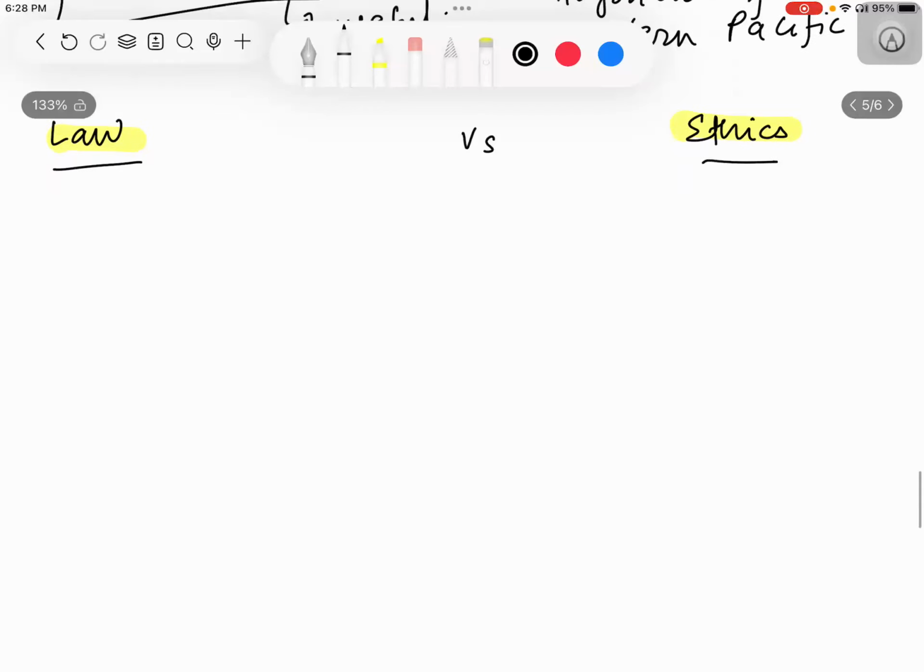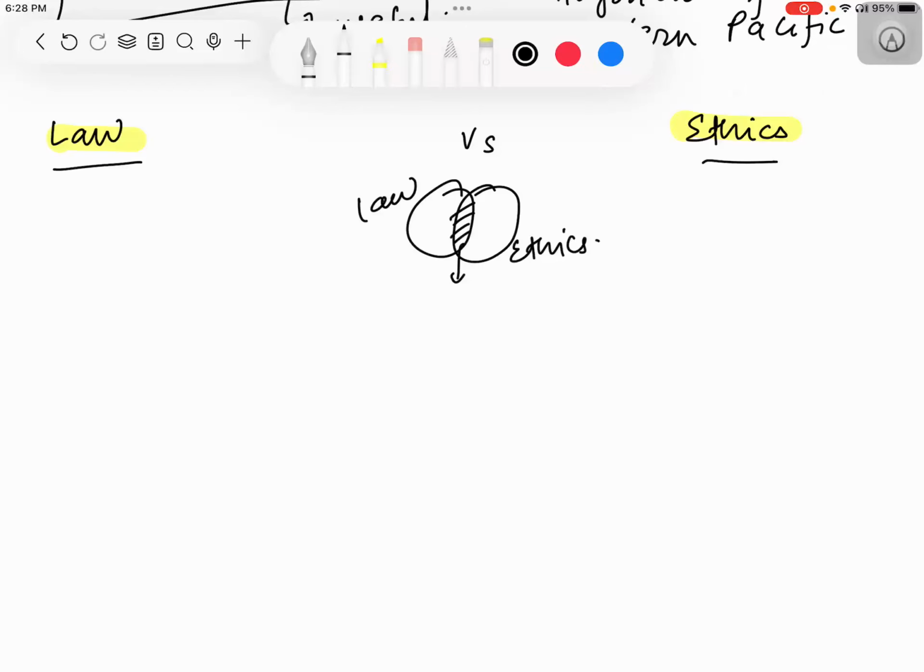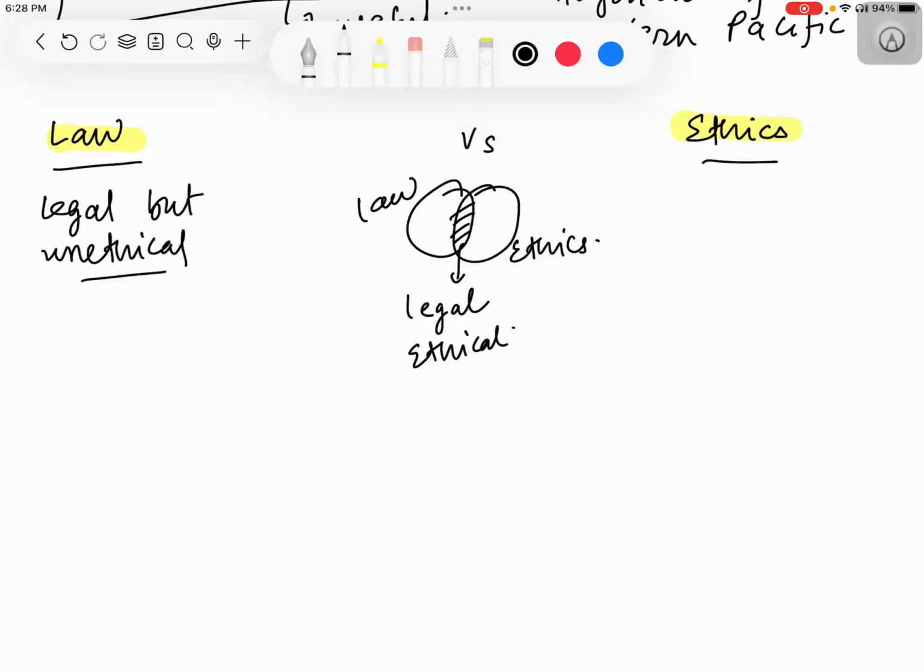So of course we understand that usually law and ethics will have some overlap, right? So this is law, this is ethics. So these are which are both legal as well as ethical. But many times you understand that sometimes a law may not be ethical, and sometimes what is ethical may not be legal, right? So can you give an example of something that is legal but unethical, and examples which are ethical but illegal or non-legal?